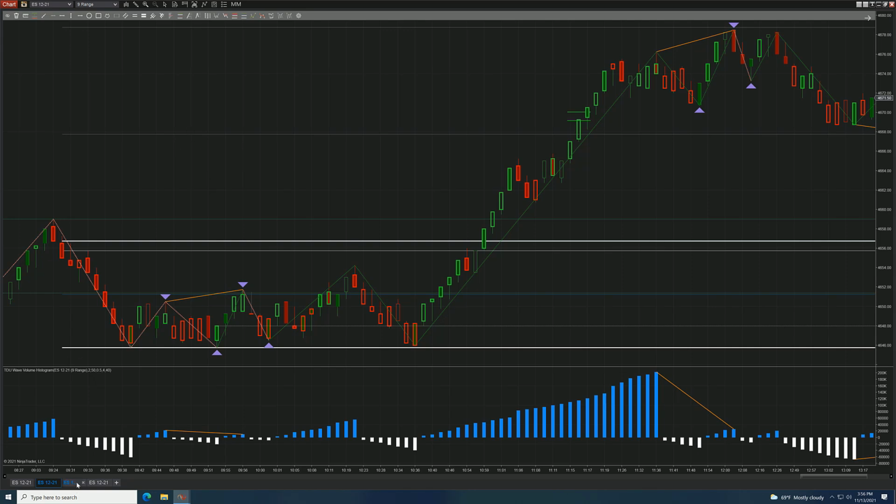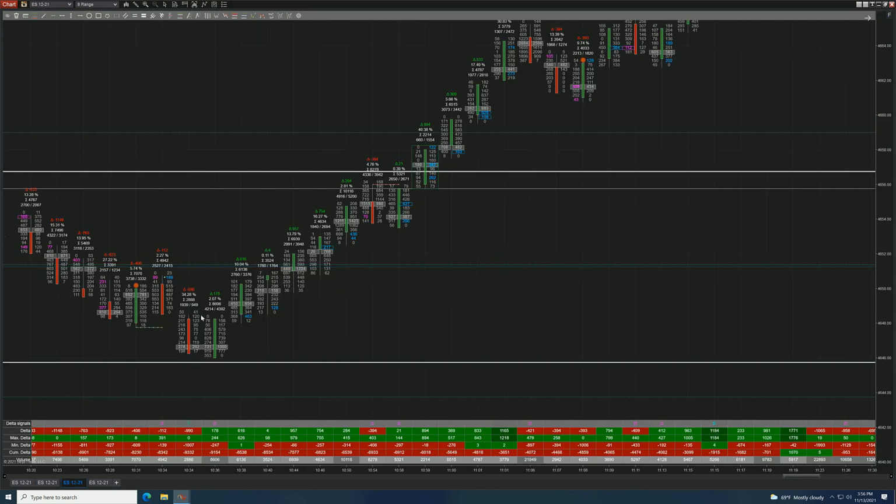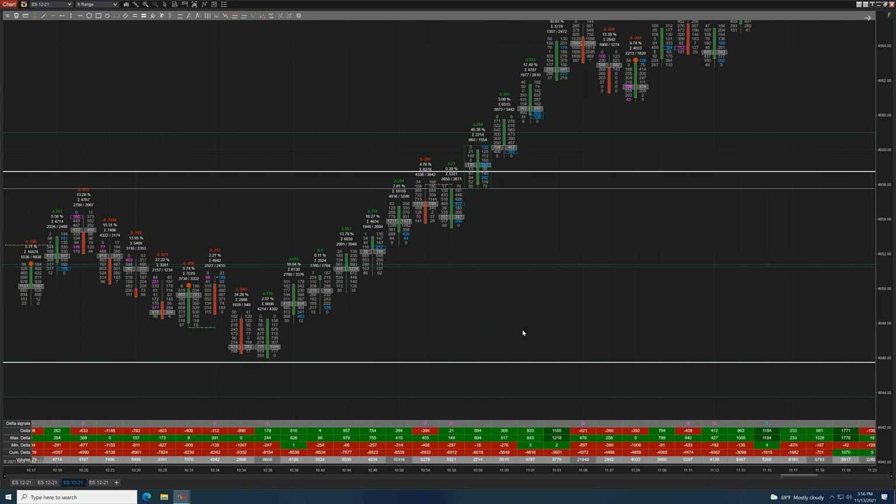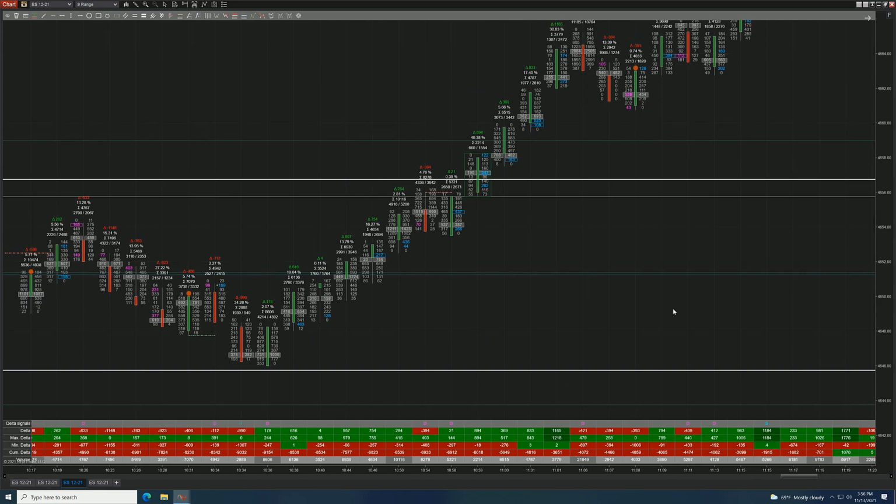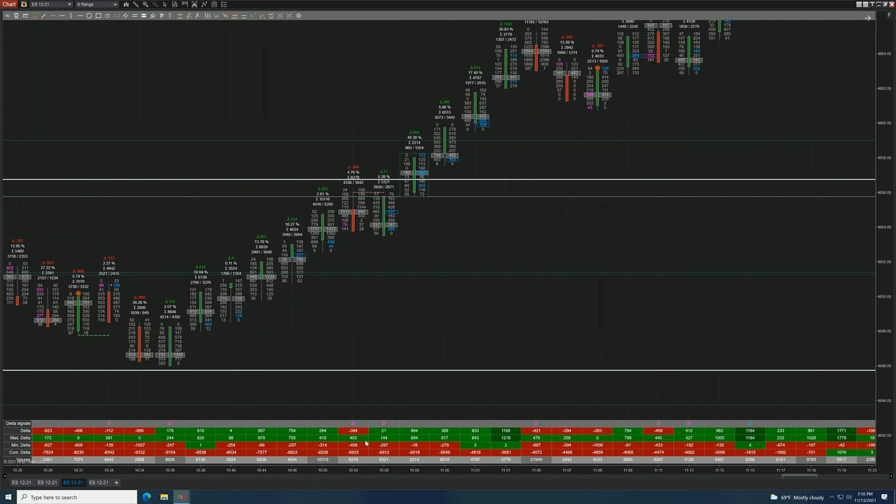Well, let's go over to a footprint chart and look at that same section. This is some of the inherent advantages of footprint charts. So this is the TDU footprint. Of course, it's always easier after the fact.